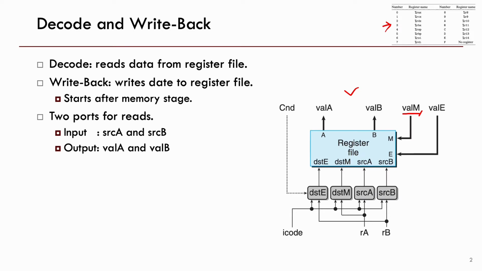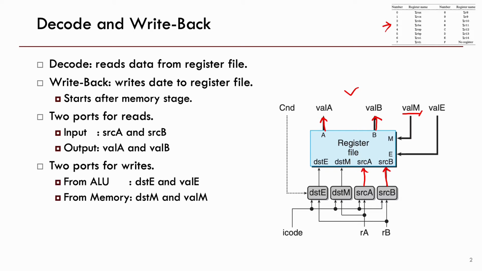Okay. For read, it has two ports for input and two ports for output. The input ports for read are source A and source B. And the output port for source A is val A, and the output port for source B is val B.